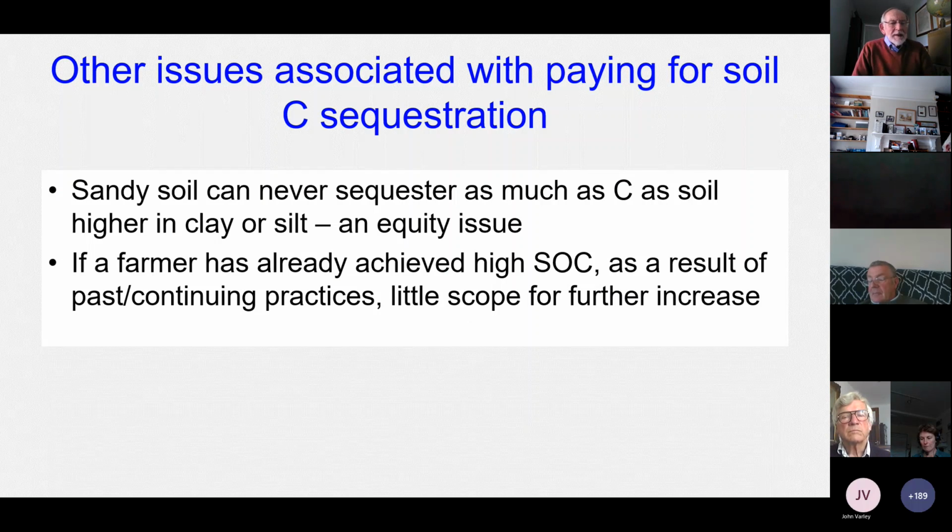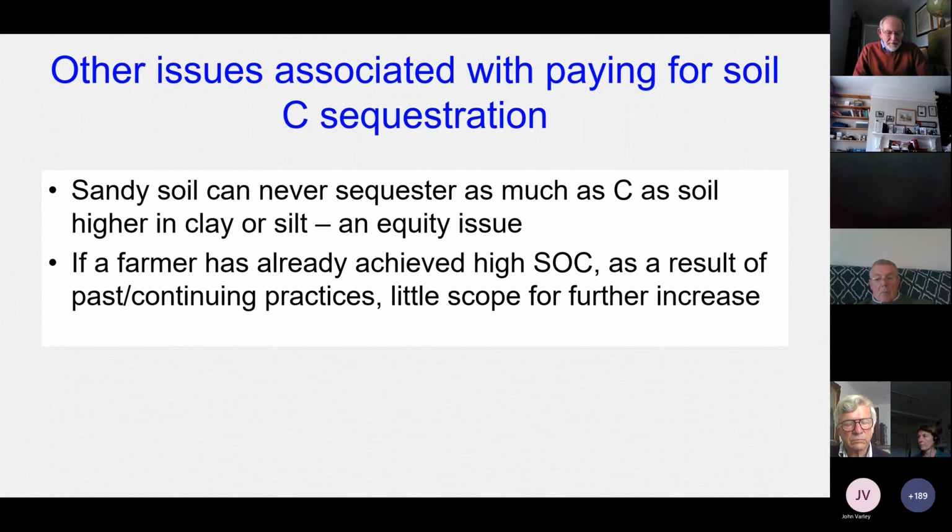A couple of points about paying for carbon. You will be at least as aware as I am, there's a lot of discussion about this. Should we be paying farmers, land managers for locking up carbon? Well, no doubt there'll be some views expressed on this later. A couple of points here is that, well, if you're on a sandy soil, you're never going to sequester as much carbon as someone on a soil that's high in clay or silt. So you could say there's an equity issue there, or you could say it's just luck of the draw where you happen to be doing your farming, I suppose.